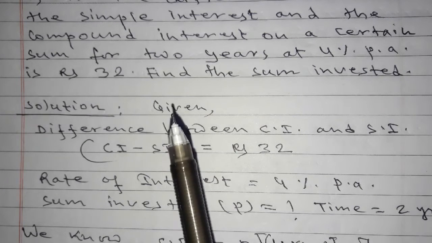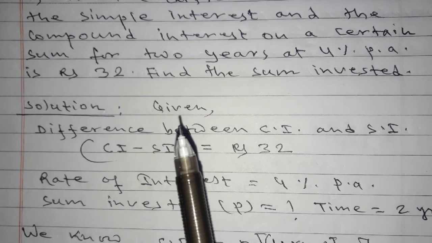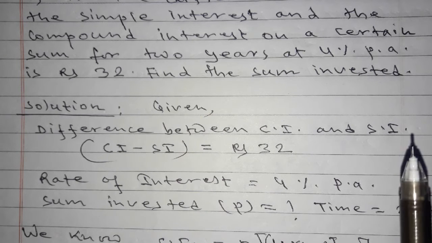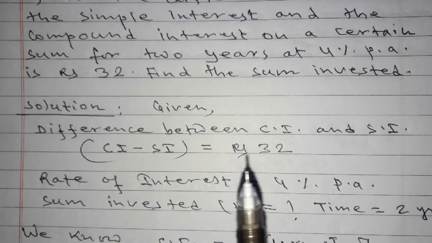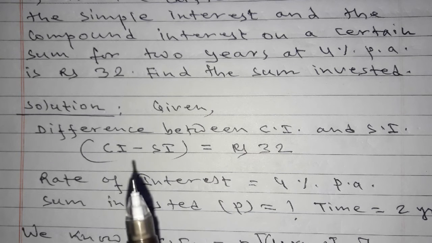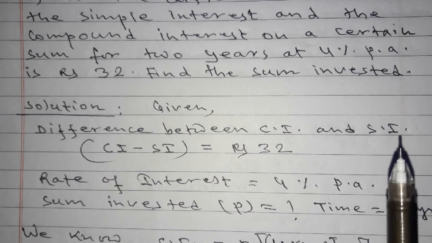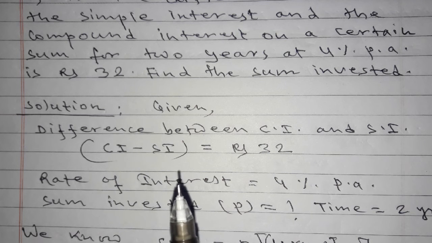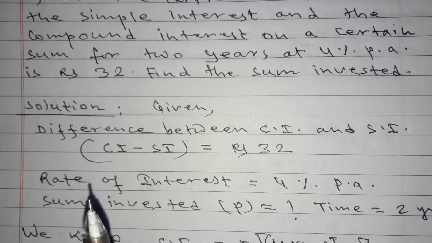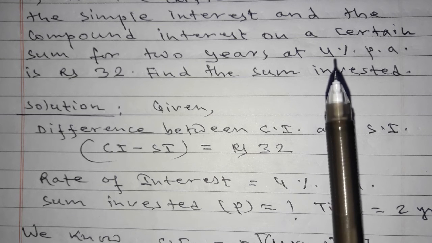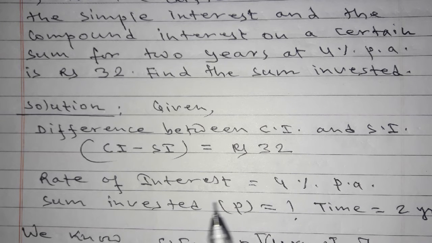Solution. According to the question, the difference between compound interest and simple interest is given as rupees 32. That means CI minus SI is equal to rupees 32. The rate of interest is given as 4%.